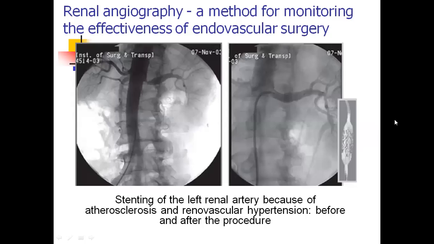Renal angiography may also be used as a method for monitoring the effectiveness of endovascular surgery. For example, on the initial renal angiogram, you may detect critical stenosis of the left renal artery here, and after stenting of the left renal artery, the lumen of this vessel became normal.